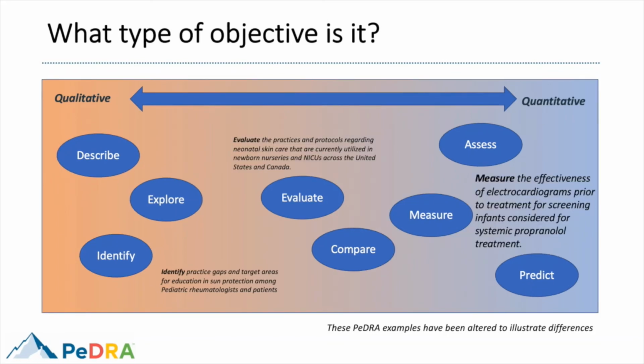However, if you're doing something like measuring the effectiveness of electrocardiograms prior to treatment for screening infants using a particular treatment, then your survey will probably be primarily quantitative, gathering data such as explicit treatment doses and well-defined outcomes.